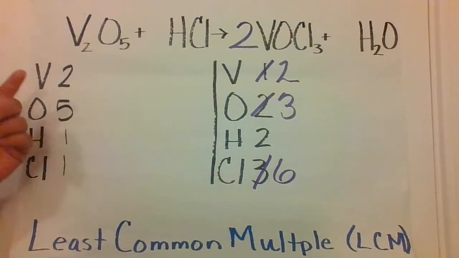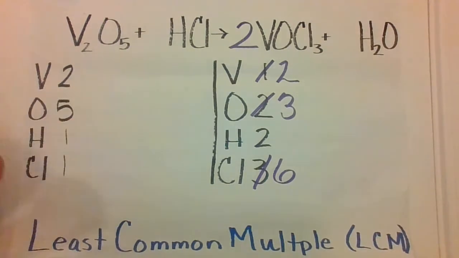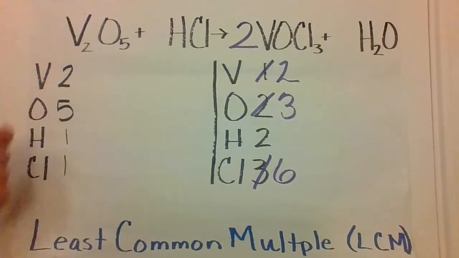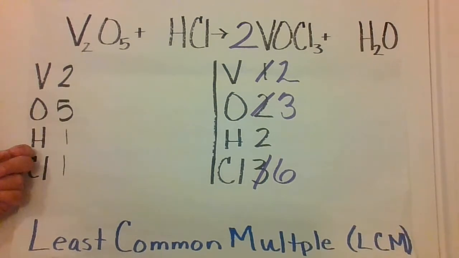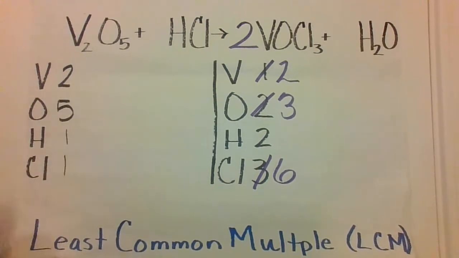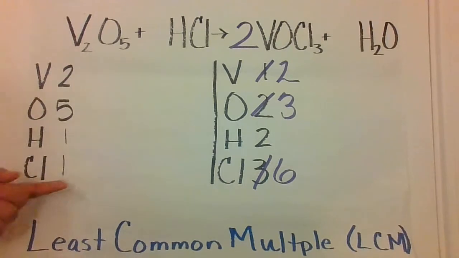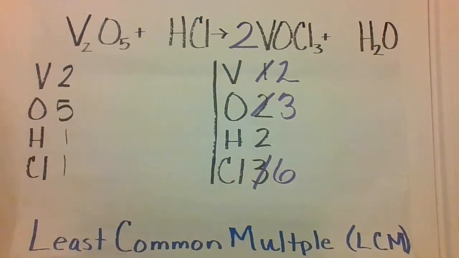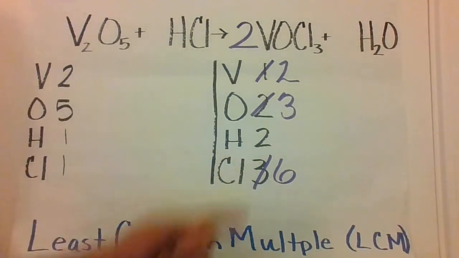All right, so now we know our vanadiums are balanced. We know oxygen should be last for us to work on. Hydrogen is second to last. So let's look at our chlorines. I have 1 chlorine in the reactant and 6 in the product. How would I change that? The least common multiple between 1 and 6.